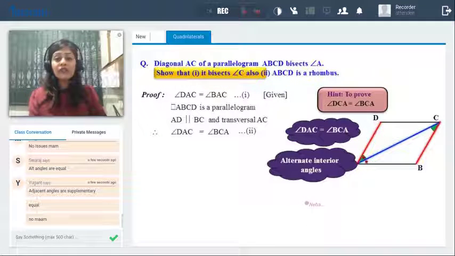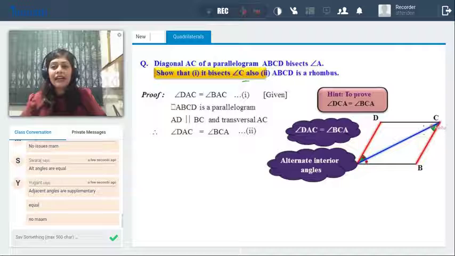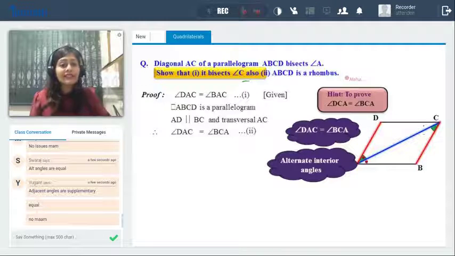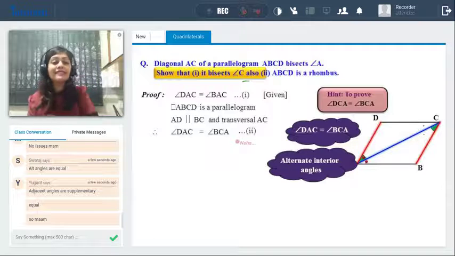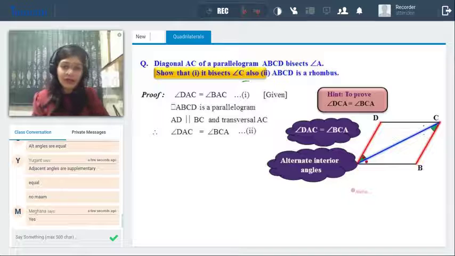Before that, anyone who feels, ma'am, since we need two angles equal, we could also solve this using congruency of triangles? Yes, we could, right? We can always solve this using triangle congruency. If you need two angles equal or two sides equal, students, those sums can always be solved using congruency of triangles. Let's quickly see if we can do that.